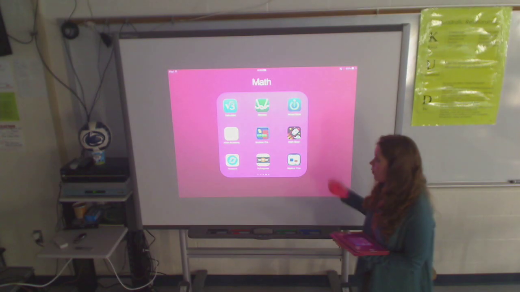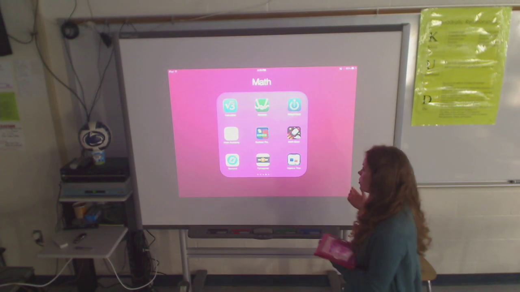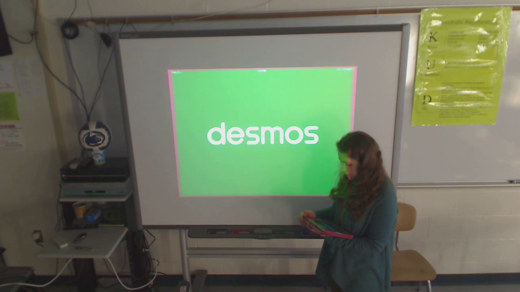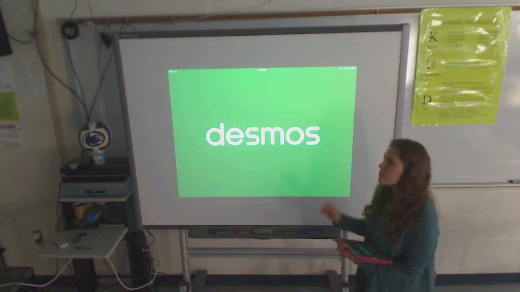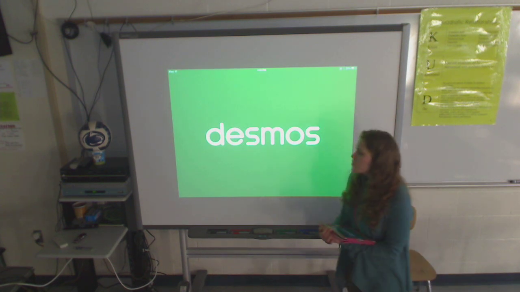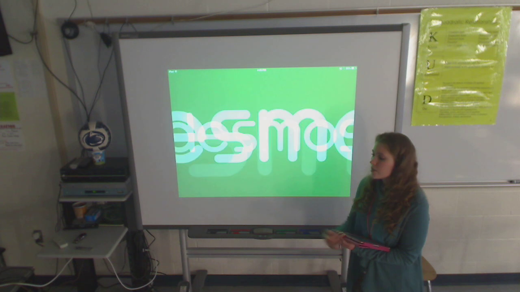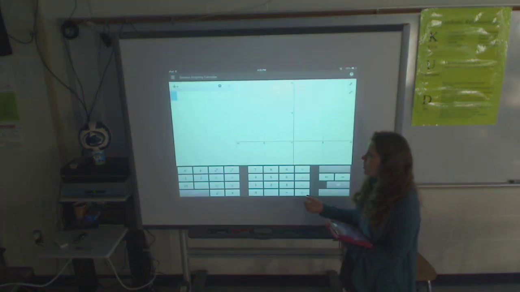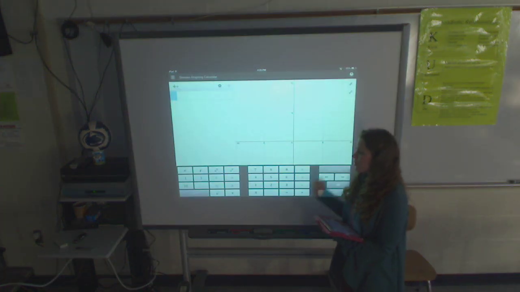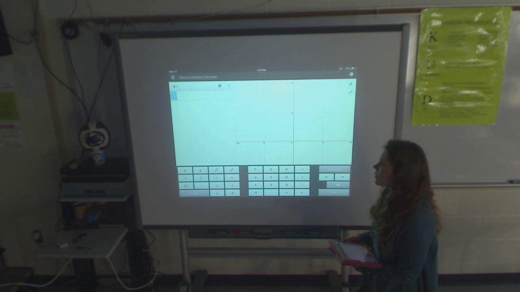So that was app 1. That was week 1. Week 2's app was this Desmos online free graphing calculator. So this is a free graphing calculator similar to the ones that we have in class, but it also is on your iPad. You're able to use it when you're doing your homework and stuff.